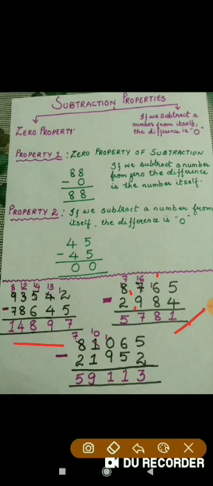Now 0 is here, so we will borrow 1 and make it 10. 10 minus 9 is 1. Again this will become 0, so we will make it 10 by borrowing 1 from the next number. 10 minus 1 is 9 and this 8 will become 7. 7 minus 2 is 5. So when we subtract 21,952, the answer will become 59,113.